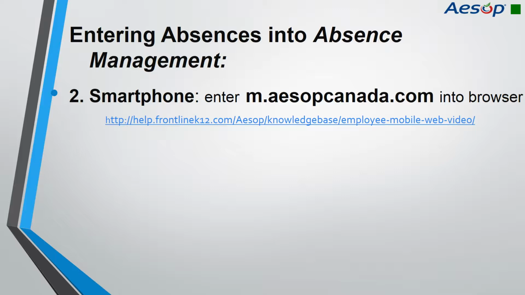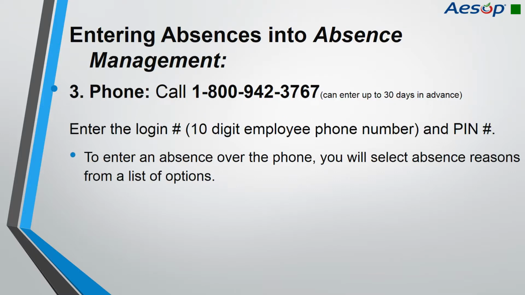You may also enter absences into absence management from your smartphone, typing m.aesopcanada.com into your browser. Below you'll find a link to an informational video that you can watch with regards to that. You can also call into a toll-free number to enter absences up to 30 days in advance. You again will enter your login, which is your 10-digit phone number and your PIN, and you'll be selecting absence reasons from a list of options. It is an automated phone system, so we do recommend logging in online. That would be the most user-friendly format to use when entering your own absences.